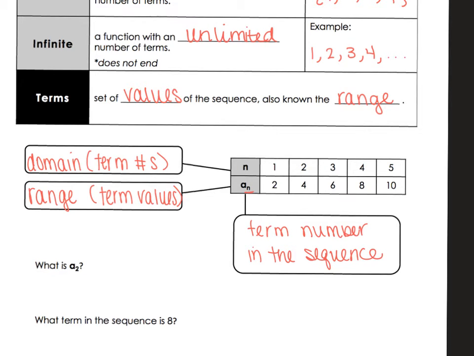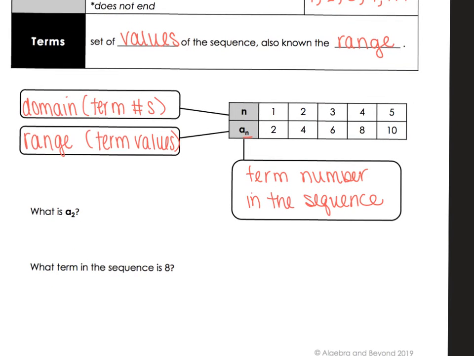Okay, so we can use this table to solve two different types of questions that we see here. Our first one is asking us for what is a sub 2. So a sub 2 means I'm going to look for my second term. So my second term is 4. So a sub 2 equals 4. Now on the other hand, they're asking what term in the sequence has a value of 8. So you look at your values, we look at 8, and it was our fourth term. So we would say n equals 4.